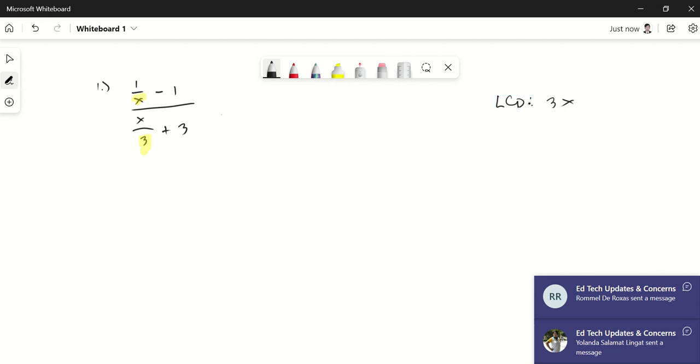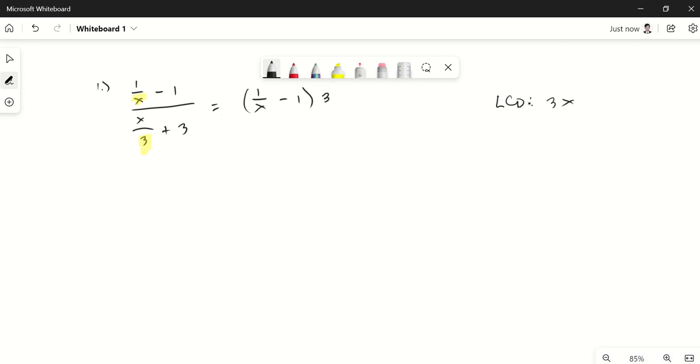Once you have your LCD, you need to multiply the LCD 3x to both the numerator and denominator. So enclose the numerator 1 over x minus 1 and then multiply it to 3x, and the denominator x over 3 plus 3, you have to multiply it as well with 3x. After that, you need to distribute the 3x to both terms.